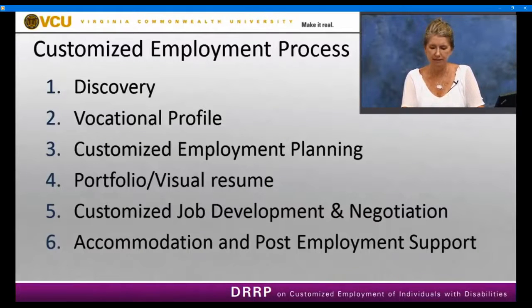Next, let's take a few moments to walk through the steps of the customized employment process, and we're going to look at each of these more in depth. So the individual starts out in discovery, then moves into a vocational profile or a discovery profile. Then we look at customized employment planning and meetings around that, followed up by the development of a portfolio or a visual resume. Then the customized job development and negotiation, and then of course accommodation and post-employment support.